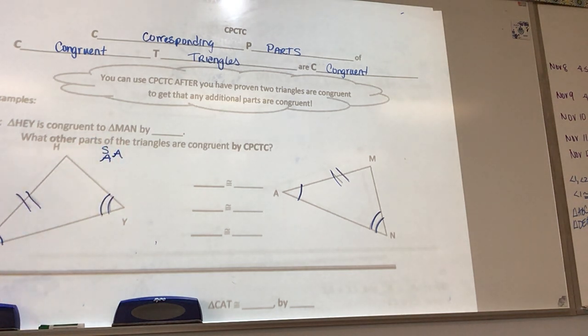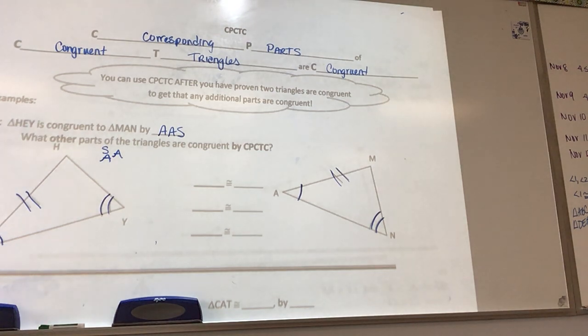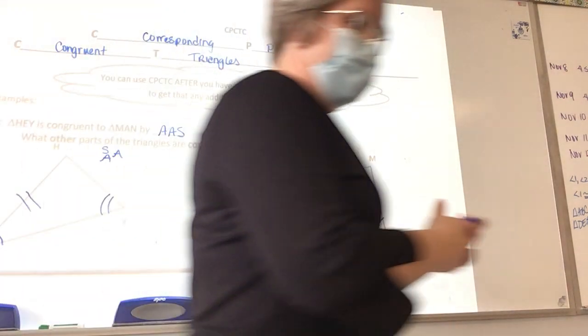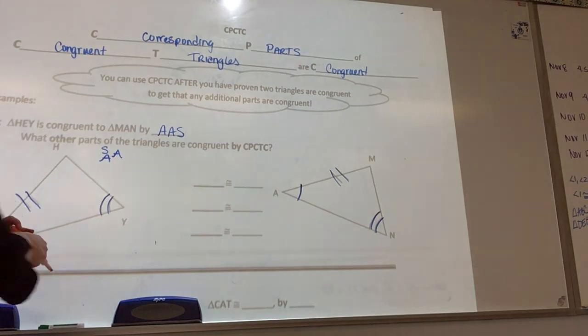So you come over to the side and go, okay, if you've got 2 A's and an S, you're going to be either ASA or AAS. Is the side included, or in between the 2 angles? And you would say, no way, Jose. So then these 2 triangles are congruent by what reason? AAS. Okay, so let's fill that in. They are congruent for AAS.